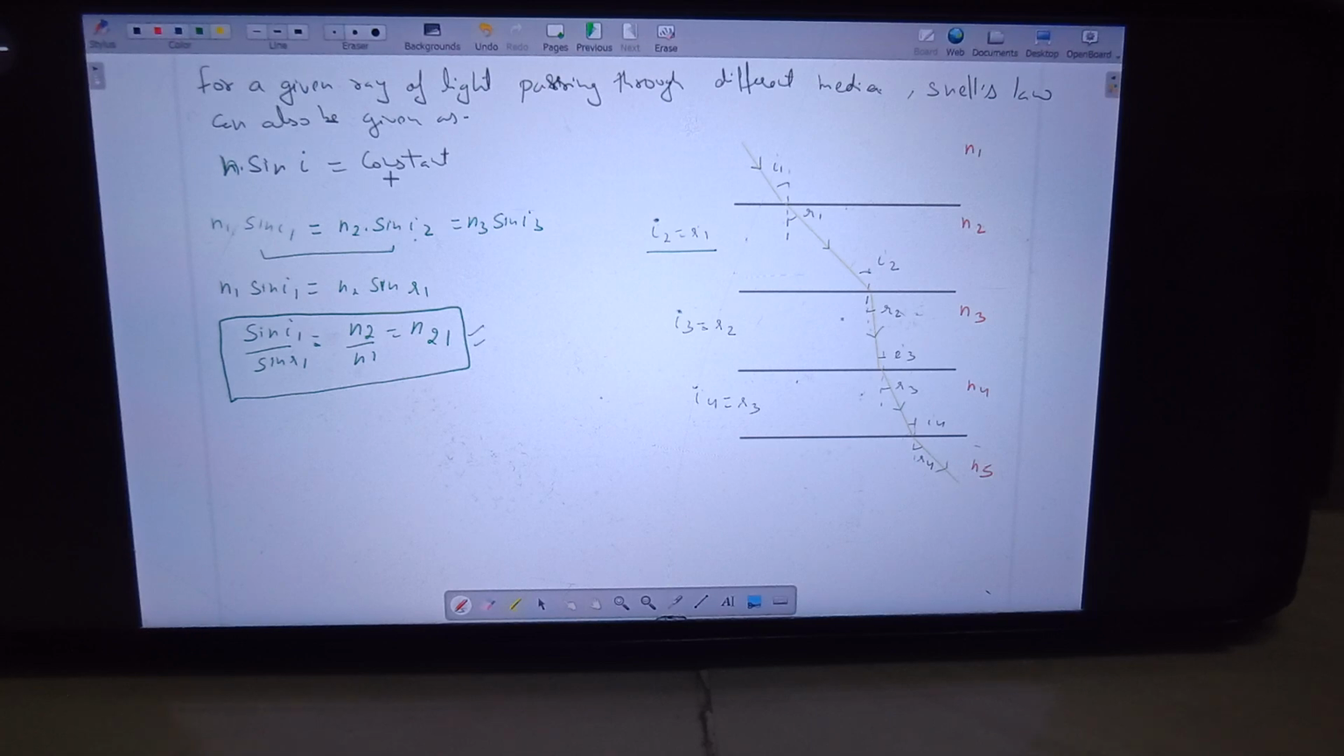Now, just like now you can get questions like this, like I've drawn the figure over here. If I ask you, just by observing the figure, can you tell me which one will be the rarest medium?